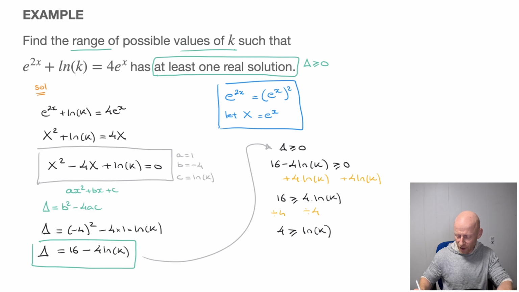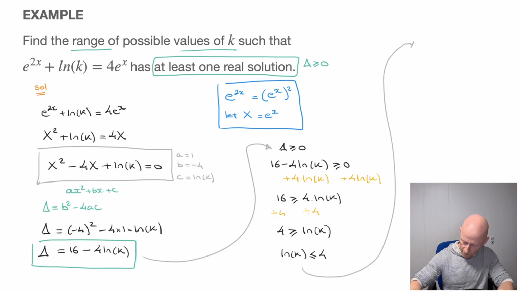And at this stage, I like to write this in such a way that the ln of k appears on the left-hand side of the inequality, and so I can simply rewrite this as ln of k must be less than or equal to 4. We're nearly there. I'll copy that last result. We have ln of k less than or equal to 4, and consequently, we can state that k must be less than or equal to e to the power of 4.